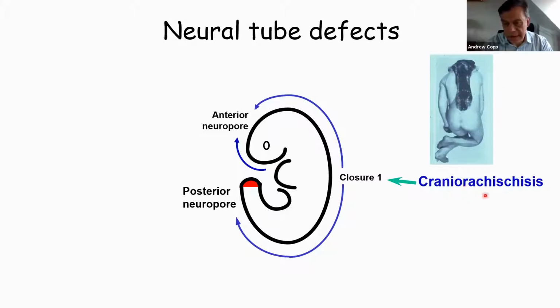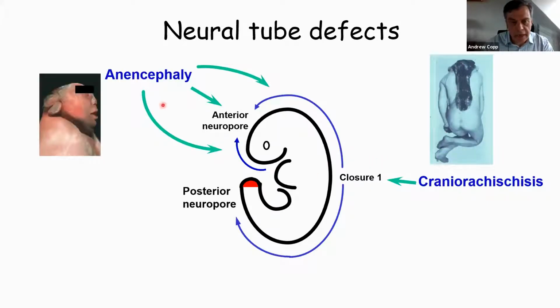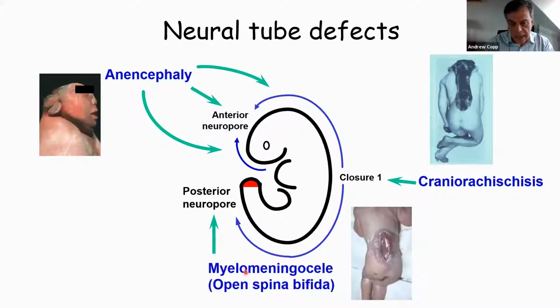And so we can then put on to this simple diagram the main defects. So craniorachischisis, where you have anencephaly and open spina bifida, results from closure 1 failure. Anencephaly can result from failure of the neuropore here to close, or abnormality of one of these zippering events. And open spina bifida myelomeningocele will result from a failure of the posterior neuropore to close.